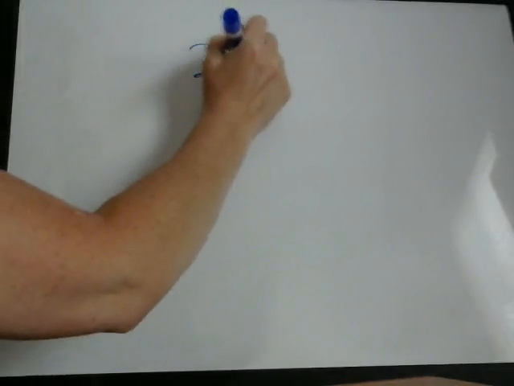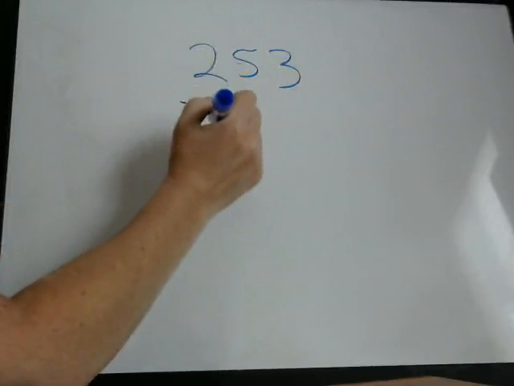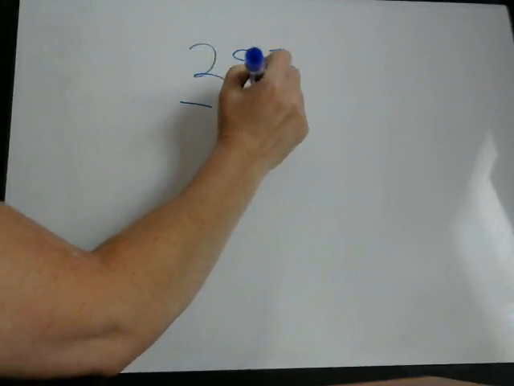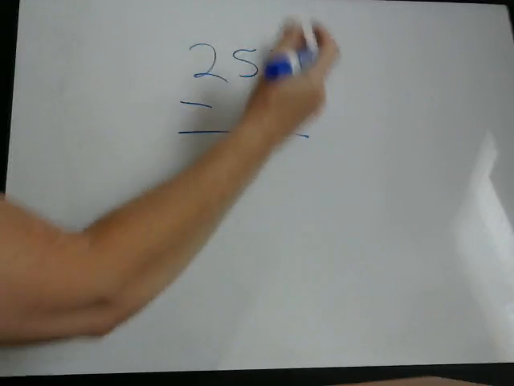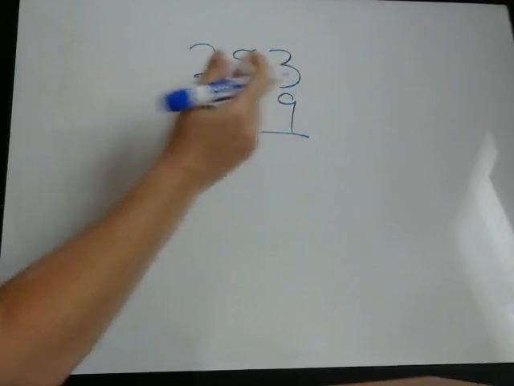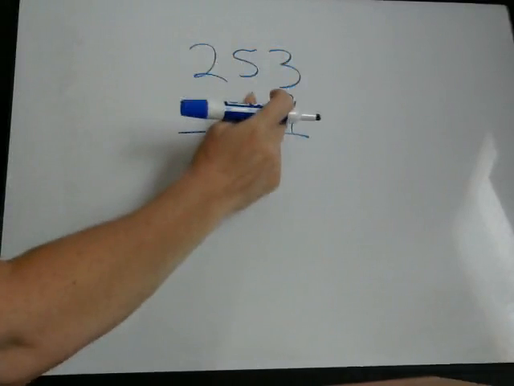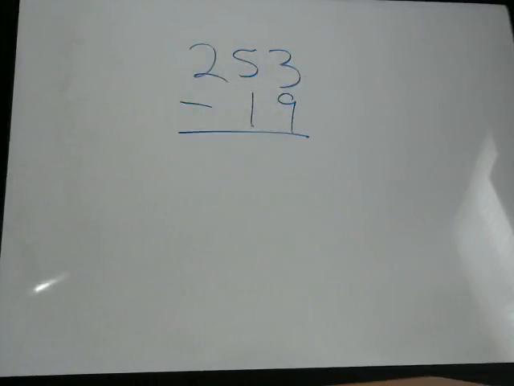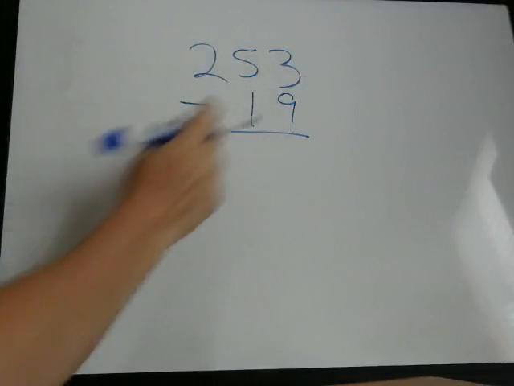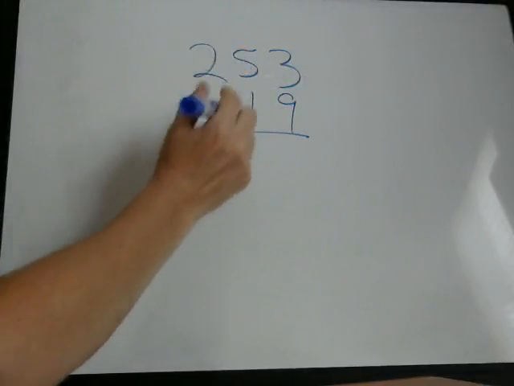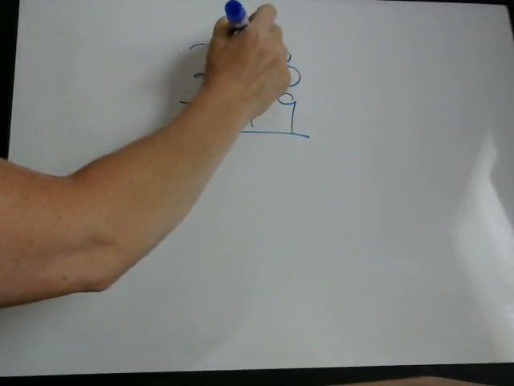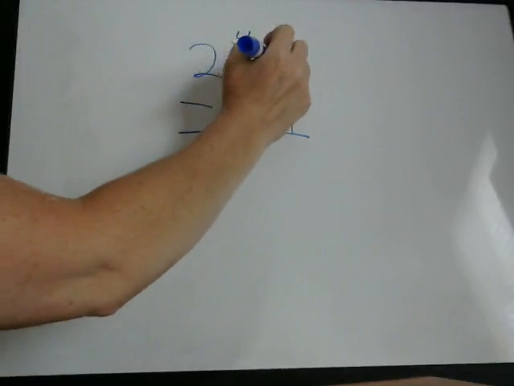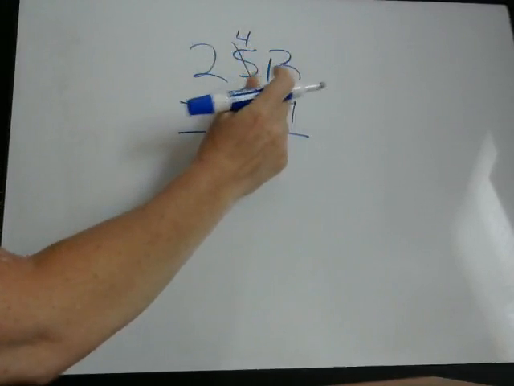Similarly, if we had 253 minus 19, again, we line them up so that the right-hand side are lined, the 3 and the 9, then the 5 and the 1. 3 minus 9, well, 9 is larger than 3, so we theoretically can't do that. So we borrow 1 from the 5. So 5 minus 1 is 4, so we're left with 4 here, and we're going to give that 1 to this number and write it as a 13.